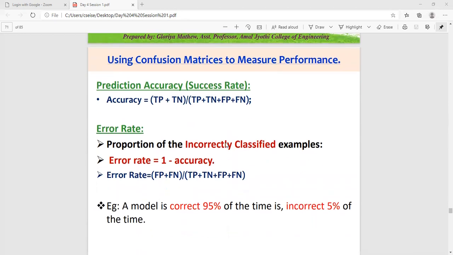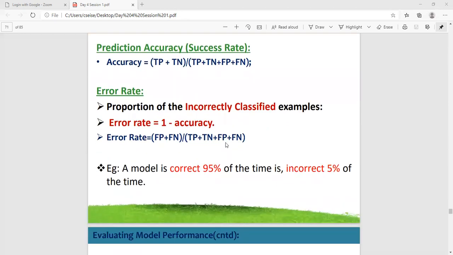These are some of the concepts you have. First one is accuracy and the next one is error rate. Accuracy is equal to the true classifications divided by true plus false classifications. TP and TN are called true classifications, and TP, TN, FP, FN are called true and false classifications. Error rate is equal to 1 minus accuracy, so you find it as FP plus FN divided by everything.